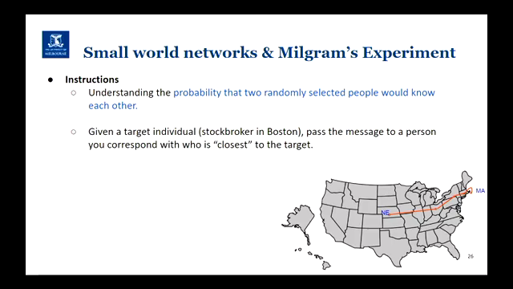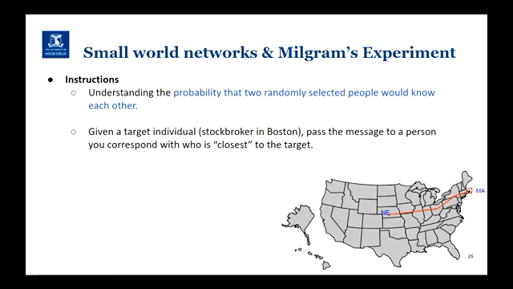So they selected around 300 people from Nebraska in the US, and they said, here is a correspondence I would like you to deliver. I only tell you the first name and last name, and it's a stockbroker in Boston, Massachusetts. I want this to go from here to here. And if you don't know the person, I would like you to pass the message to a person you correspond with on a first name basis, who you think is closest to the target. That could be a person geographically closer or someone that is a stockbroker but not necessarily in Boston. And this person will then continue forwarding the message.